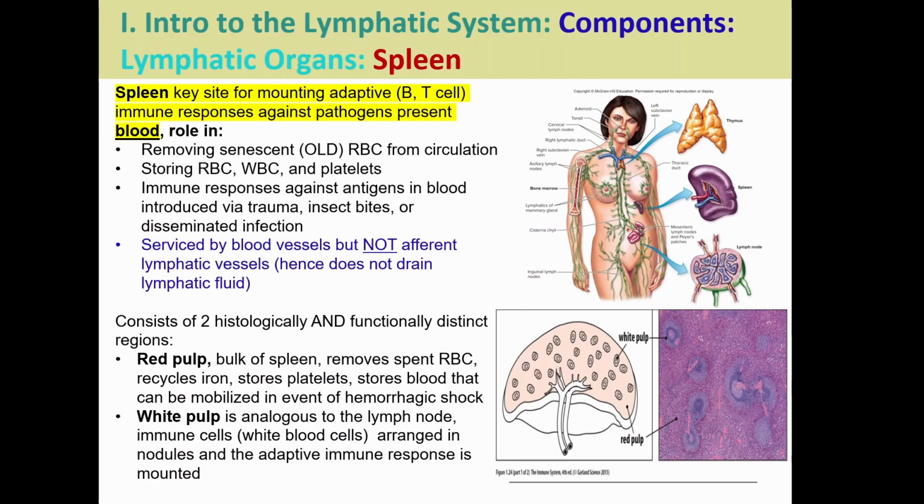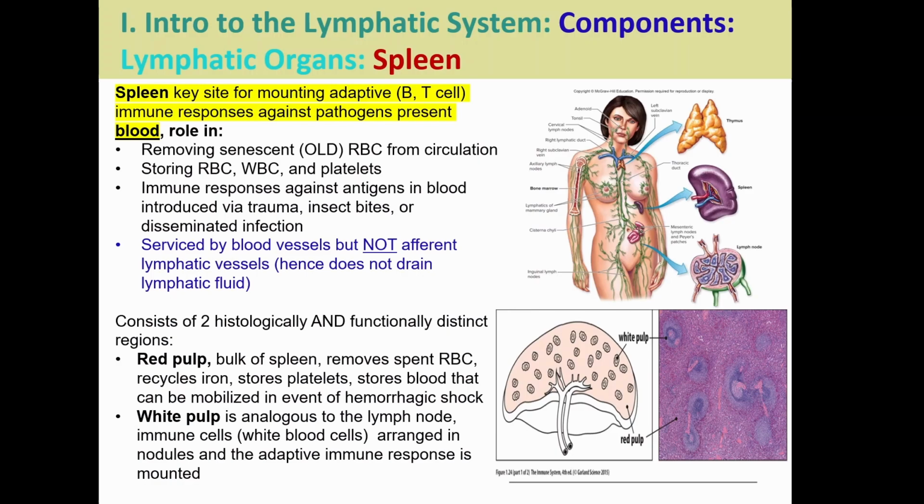We have blood vessels that are servicing it, but not lymphatic vessels servicing it. So we don't have lymphatic vessels draining into the spleen, so we don't drain lymphatic fluid. We're only working with blood. And there's two different sections to the spleen, what we call pulp, the red pulp and the white pulp.